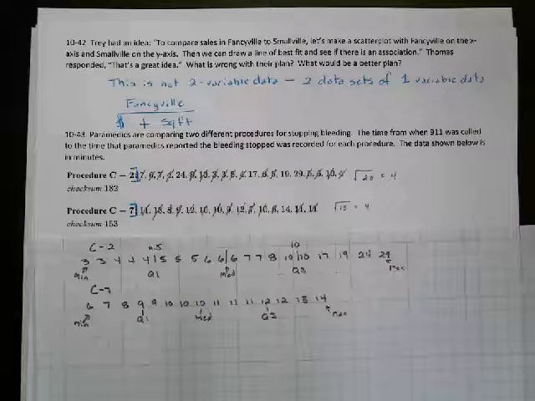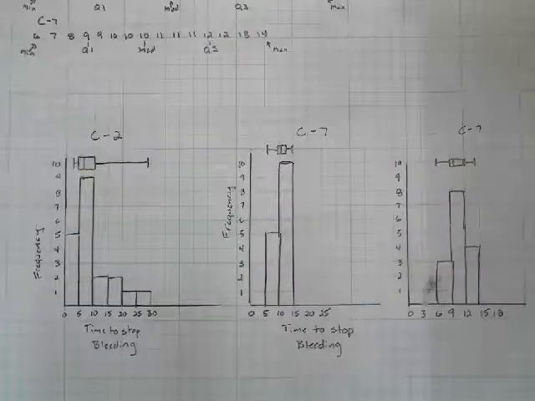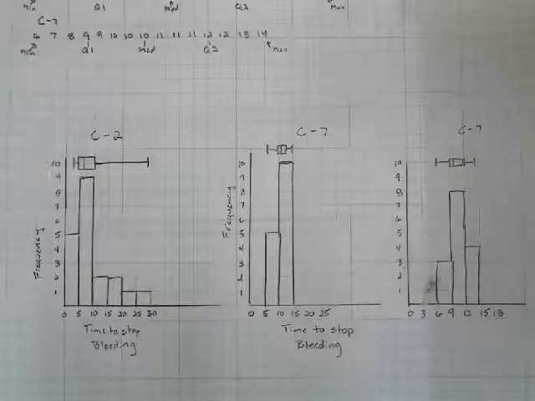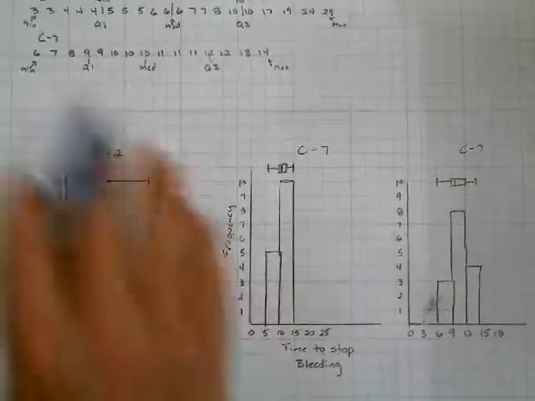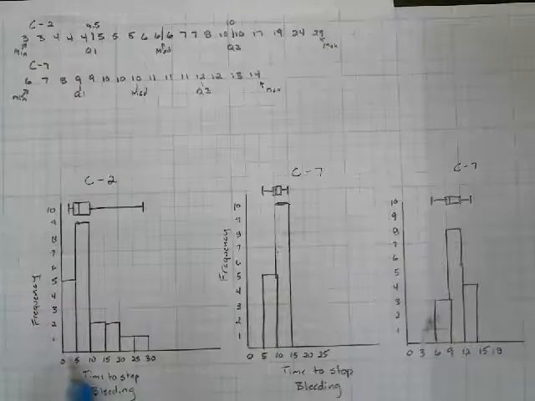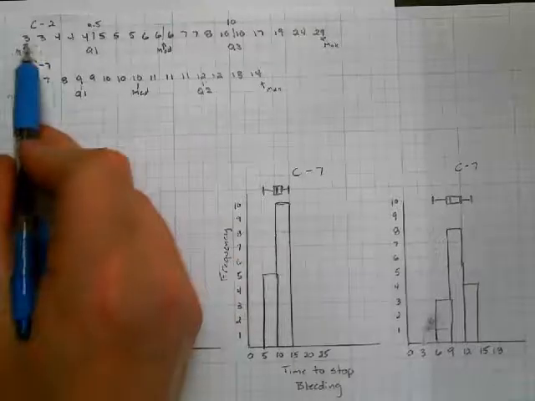All right, so here we go. We finally got it done. So I've got the C2 procedure. That's the one on top with 20 different numbers on there. So you can see that my first bin, I went from 0 to 5. 5 is not included. So in my first bin, I've got 1, 2, 3, 4, 5 numbers. That's the frequency of my first bin.